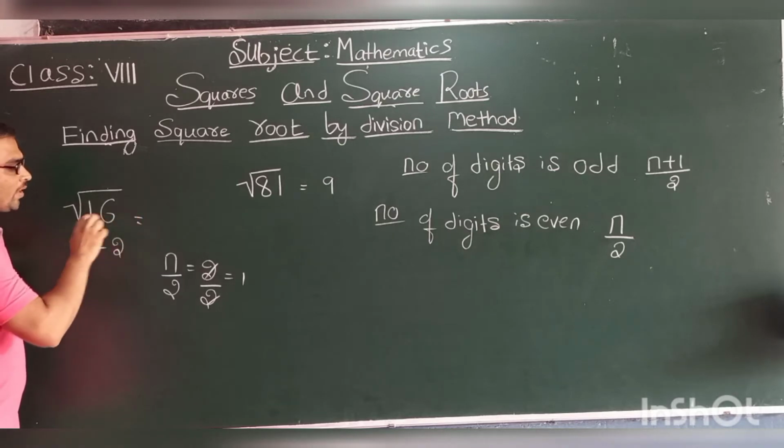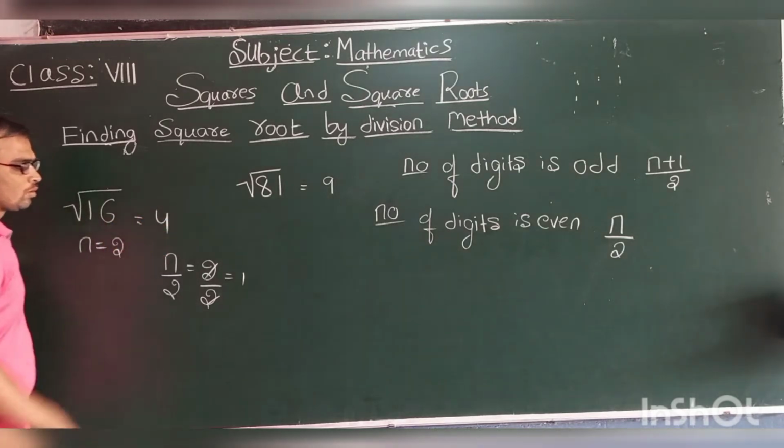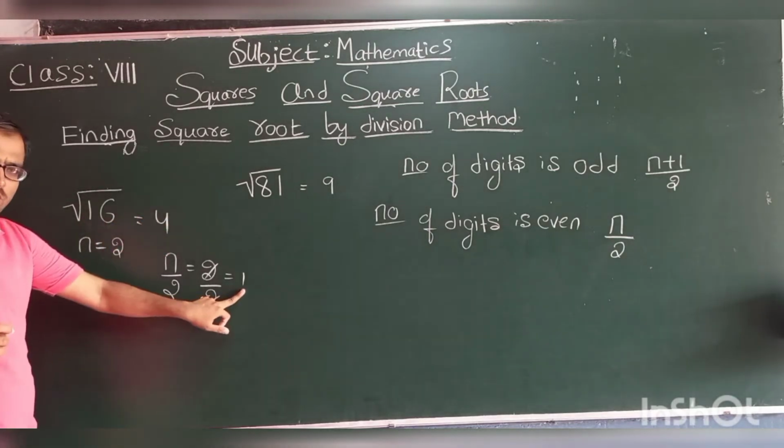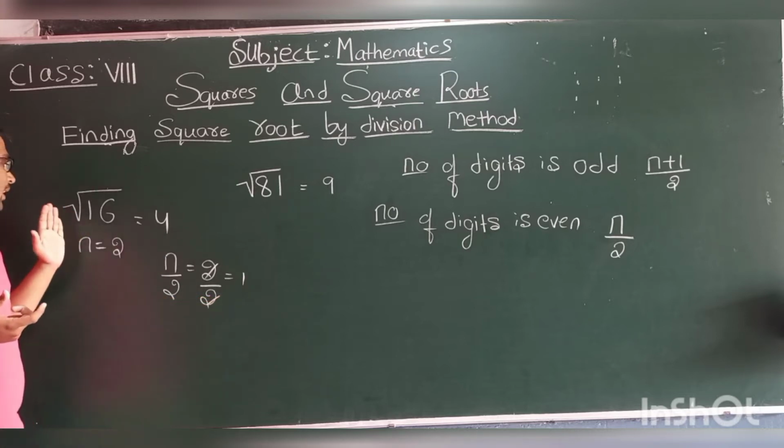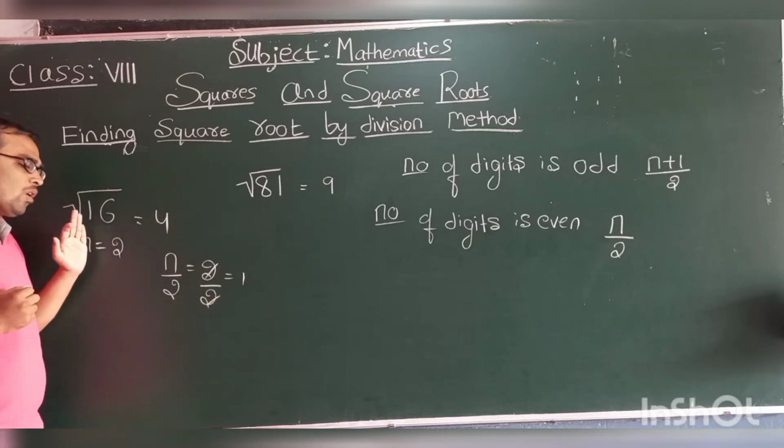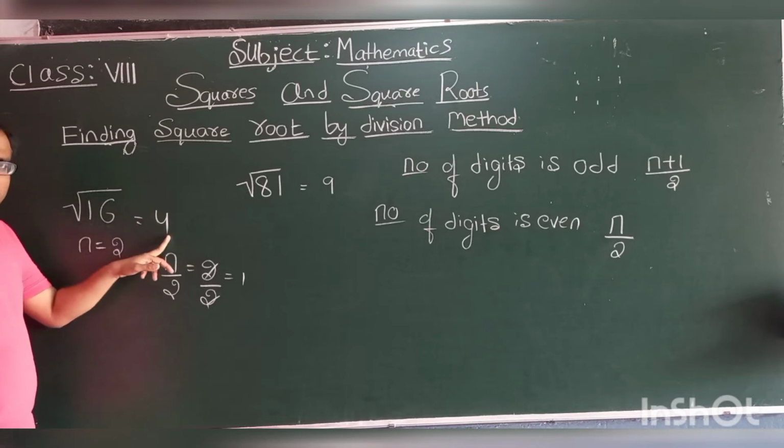What is the square root of 16? 4. Here we have got 1. So what does it mean? The number of digits in the square root of 16 is only 1 digit.